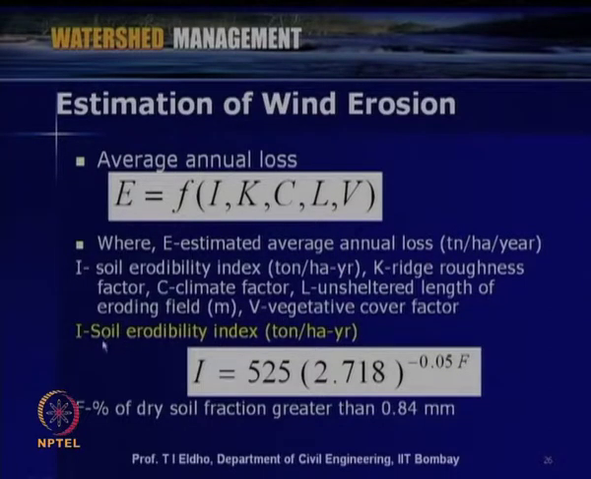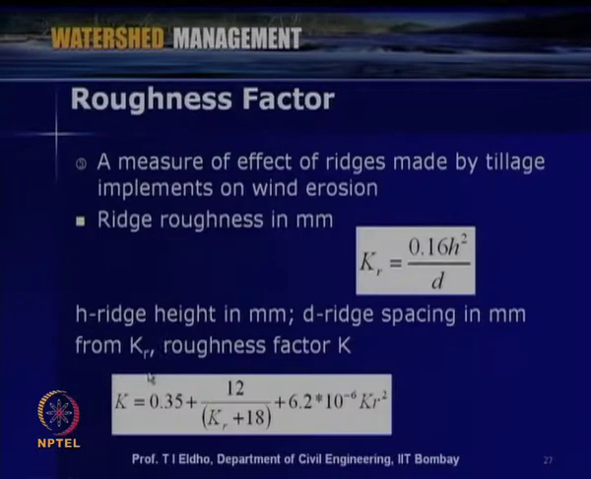Say for example, for I, the soil erodibility index, some equations are available in literature. Like I is equal to 525 into 2.718 to the power minus 0.05 F, where F is the percentage of dry soil fraction greater than 0.84 mm. Like that, various relationships are available in literature.